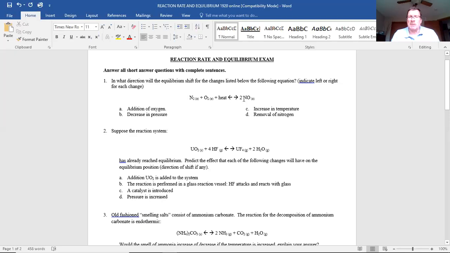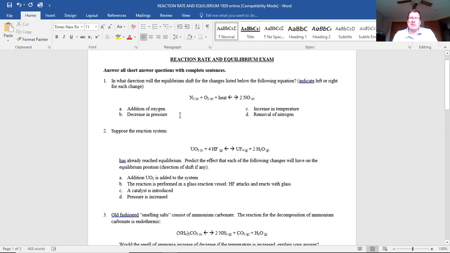So the idea was, here you have this equilibrium expression. It's an endothermic reaction of nitrogen and oxygen mixing to make nitrogen monoxide. And for each of these, you were supposed to say whether the reaction would shift towards the left, towards the right, or maybe no change. Now, adding in oxygen. Here's our oxygen on the reactant side. If I add in more oxygen, that is going to overload the left side. It's going to shift equilibrium to the right. So the answer for A was right.